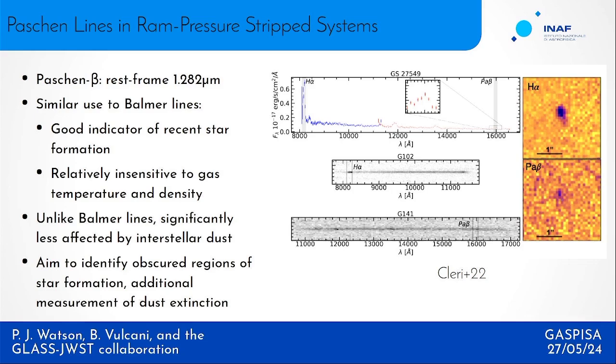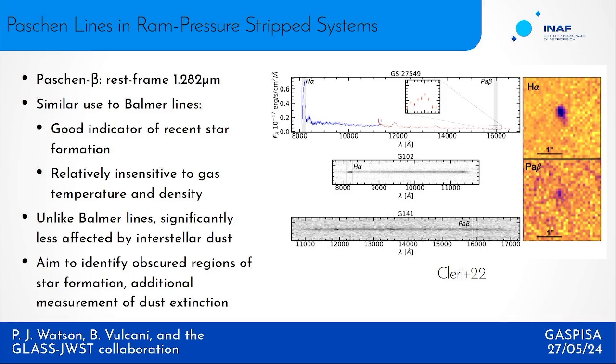Now, the science we originally intended to do was looking for Paschen lines in ram pressure stripped systems. Paschen lines are another hydrogen line. Paschen beta in particular is one we're interested in. Rest frame 1.2 microns. It's a good indicator of star formation, insensitive to gas temperature and density, and compared to the Balmer lines, it's significantly less affected by interstellar dust extinction. So the original aim was to try and identify obscured regions of star formation, and secondarily, an additional measurement of dust extinction where we have one to compare to already.